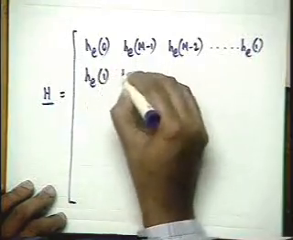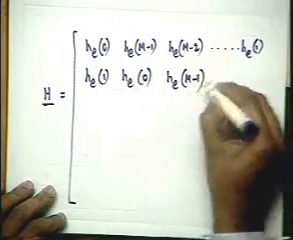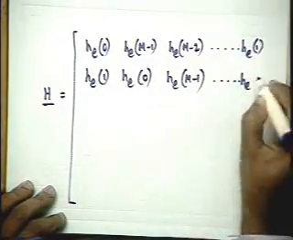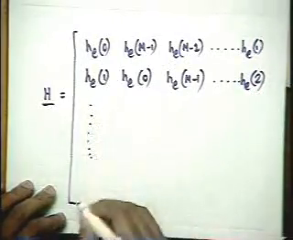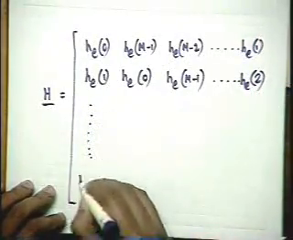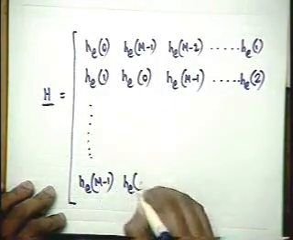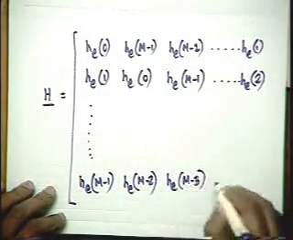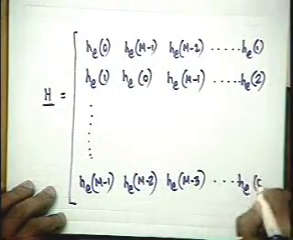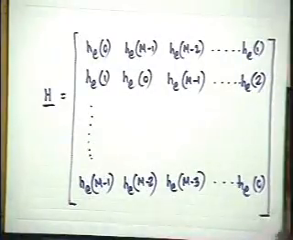HE1, HE0, HE m minus 1, etc., etc., HE2. So on it goes. The last row, HE m minus 1, HE m minus 2, it remains as before, HE m minus 3, etc., etc., up to HE0. So this is the H matrix that we have got.